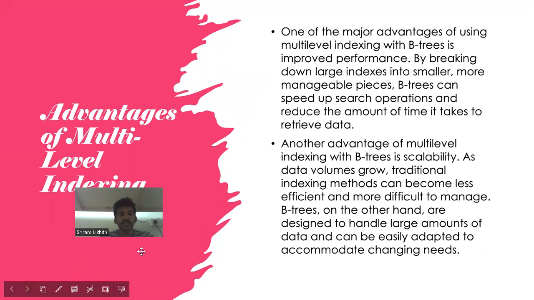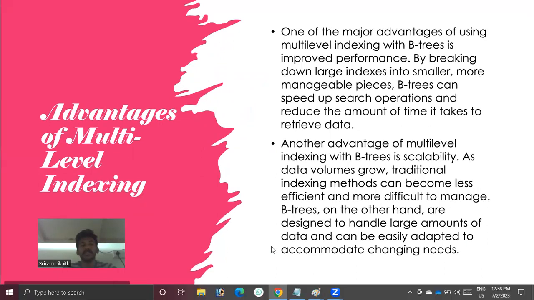So by listening to all this, we'll be thinking about what the advantages are of getting multi-level indexing. One of the major advantages of using multi-level indexing with B-trees is improved performance by breaking down large indexes into smaller, more manageable pieces. B-trees can speed up search operations and reduce the amount of time it takes to retrieve data.